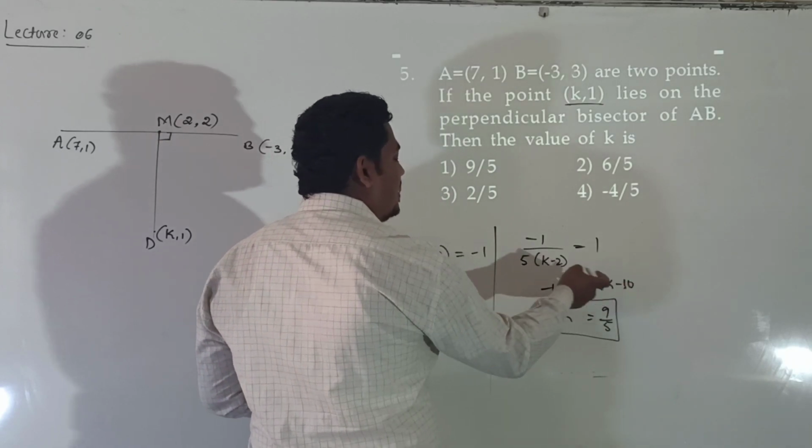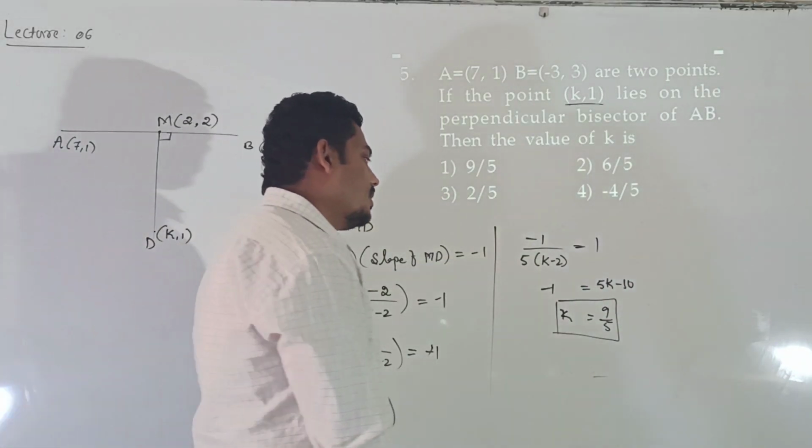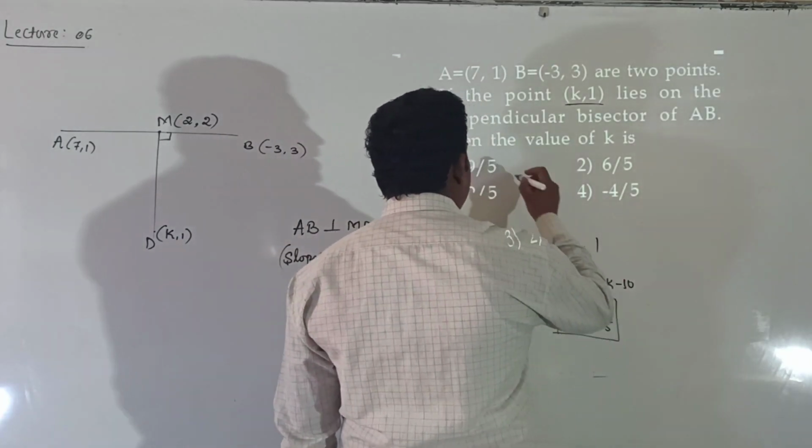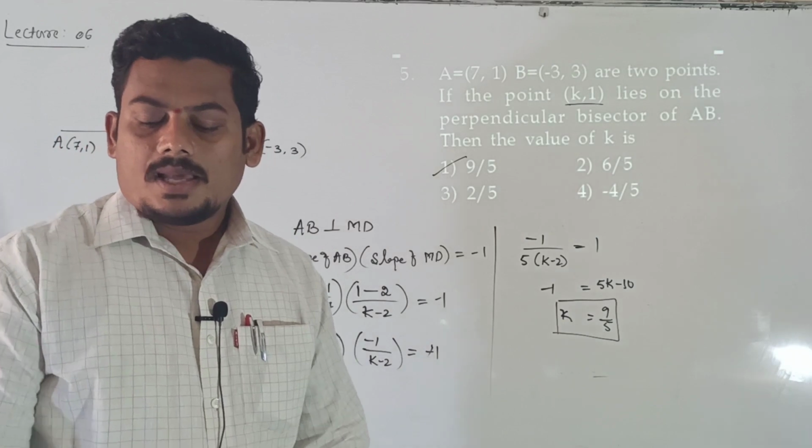Take this -10 to the LHS, then it will be +10, right? 9 divided by 5, that is the first option. Next problem.